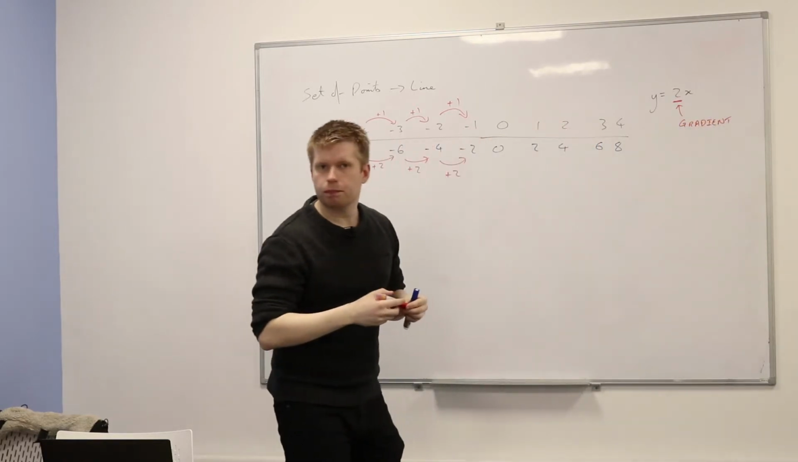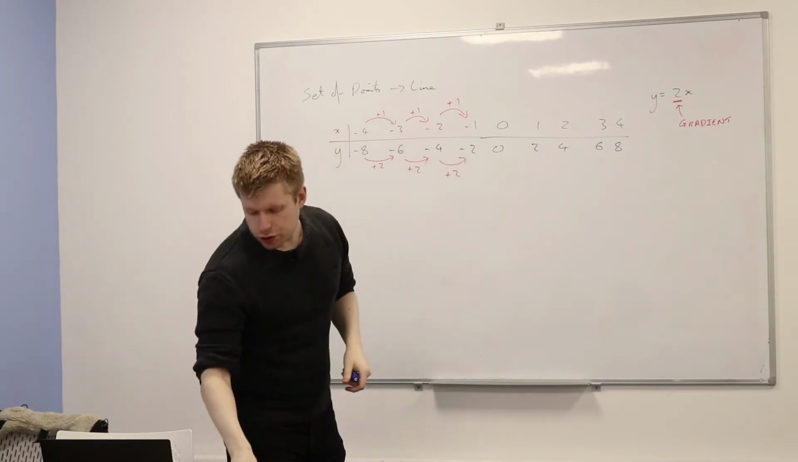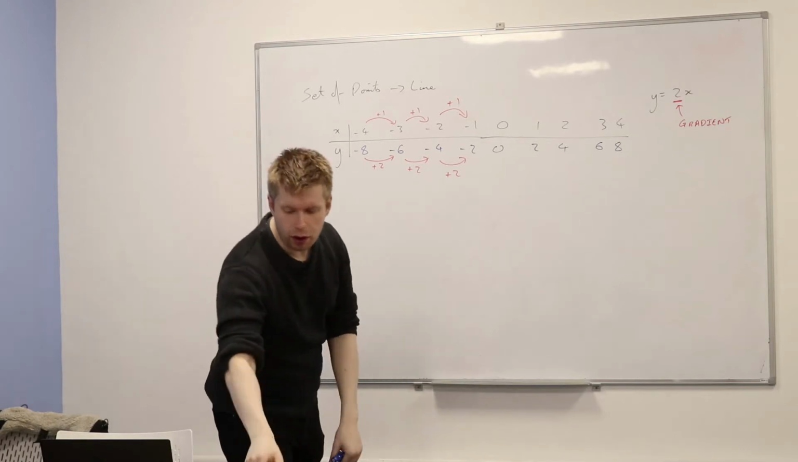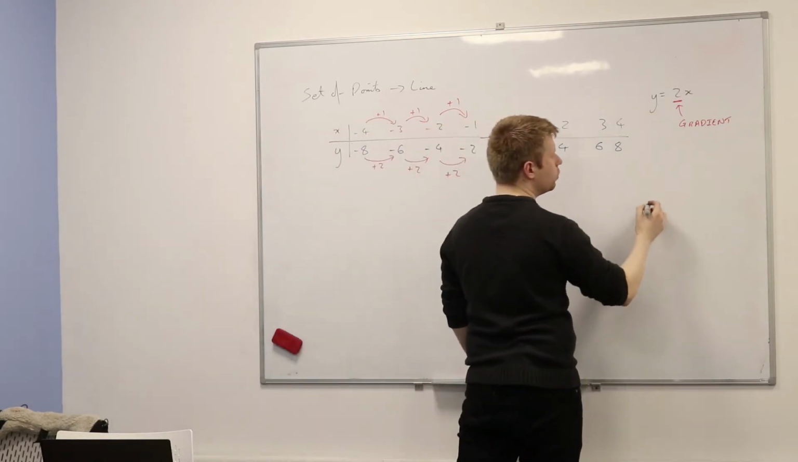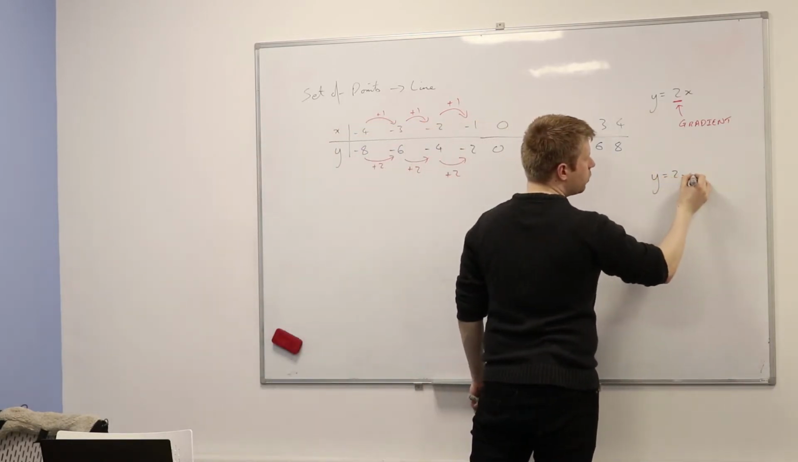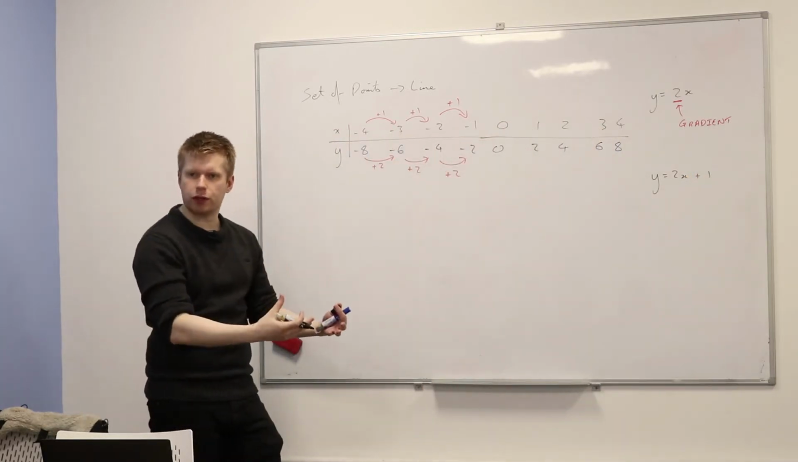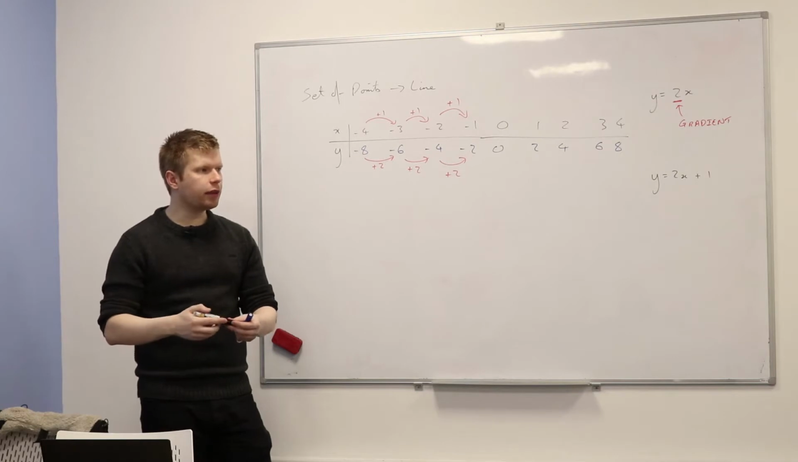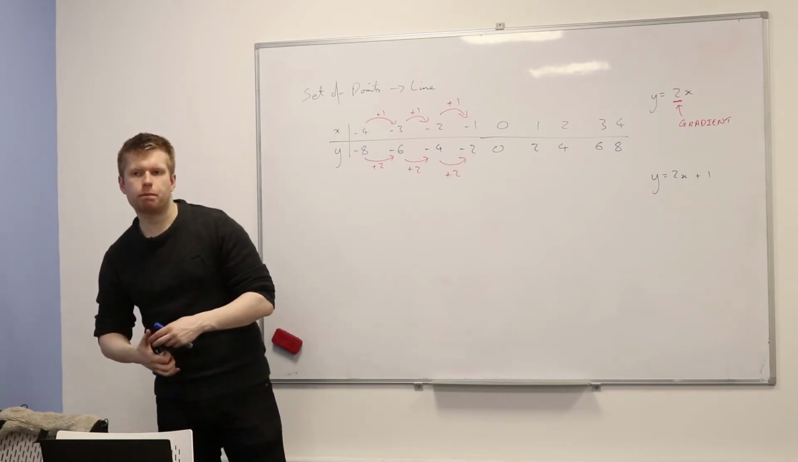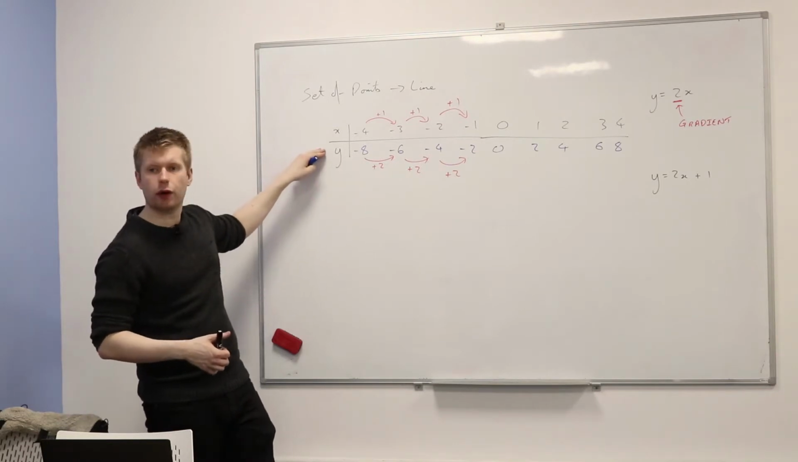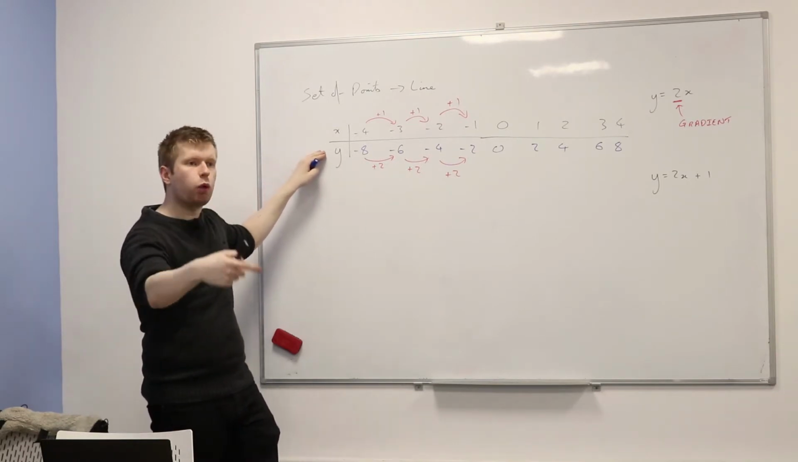All good? Good, excellent. So my next question is, well, what happens if I plot a different line? What happens if I plot not y equals 2x, but y equals 2x plus 1? I don't just times it by 2, I also add 1. Can anybody think what's going to happen? I'm still going to have a similar thing going on here, except I'm going to add 1 as well.